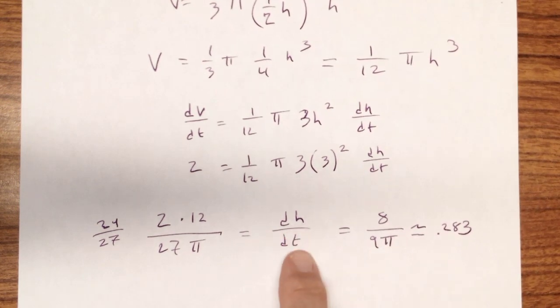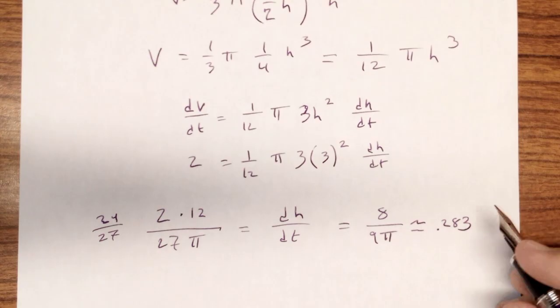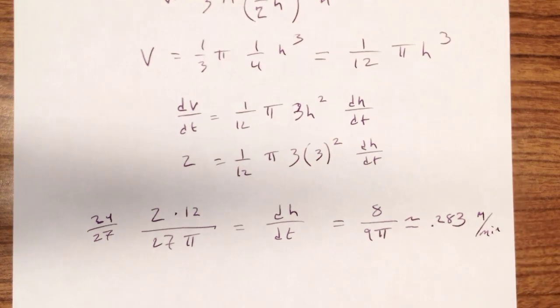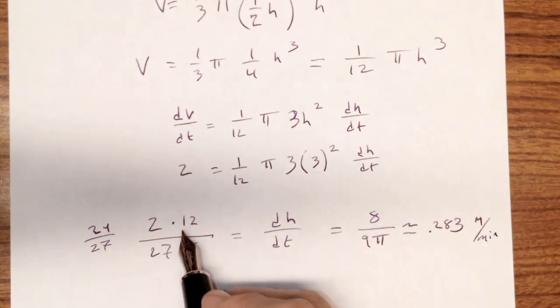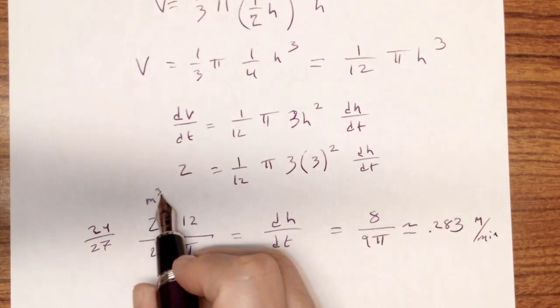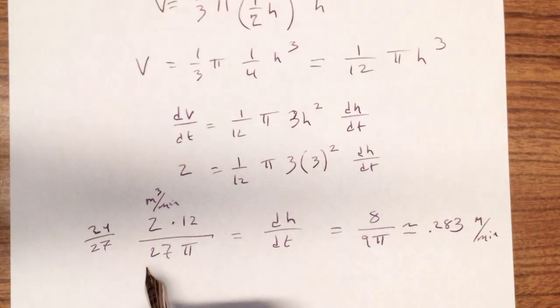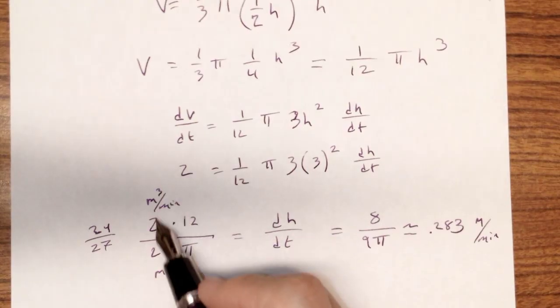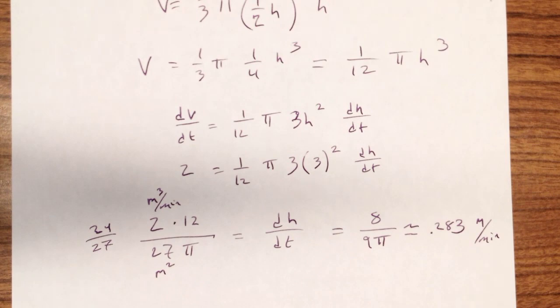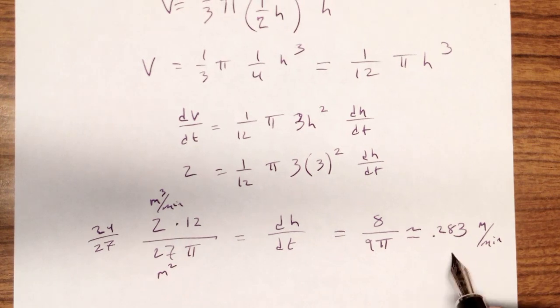Well, that's change in height. Height was measured in meters. Time was measured in minutes. This should be meters per minute. Let's go back and check. 2 was in cubic meters per minute. This was in meters squared. So this is in meters squared down here. Yep, when I cancel that, I get meters per minute total. Perfect. 28 centimeters per minute. Little over 11 inches a minute. It's rising pretty quickly.